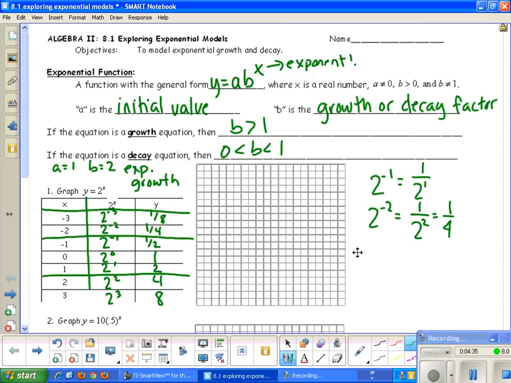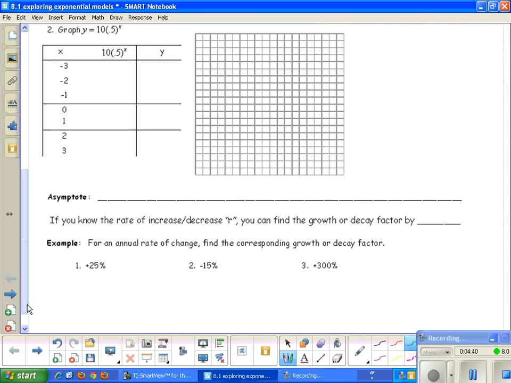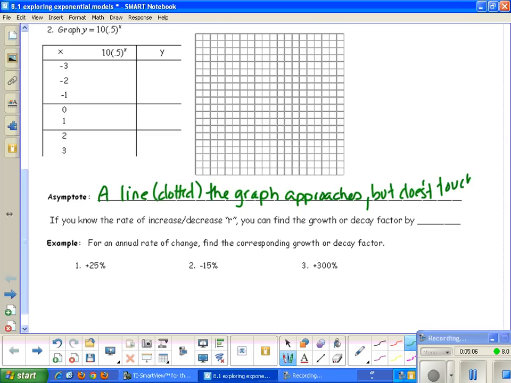So when that happens, we actually call that an asymptote, which I'm going to write down here. So an asymptote is a line, and we usually make it dotted. So it's a line the graph approaches, but doesn't touch or cross over.